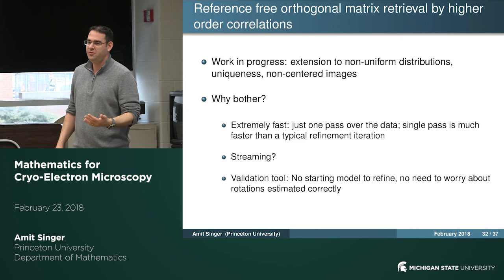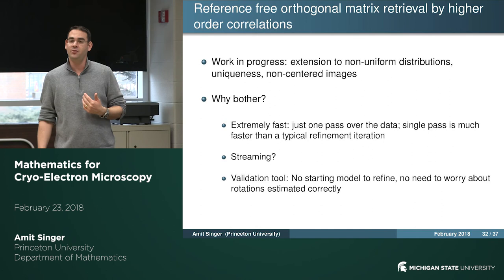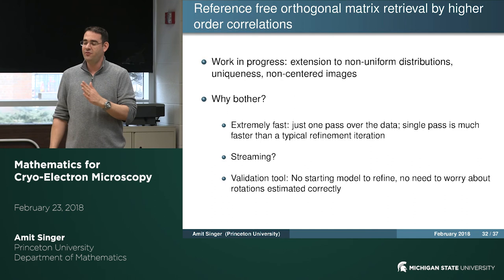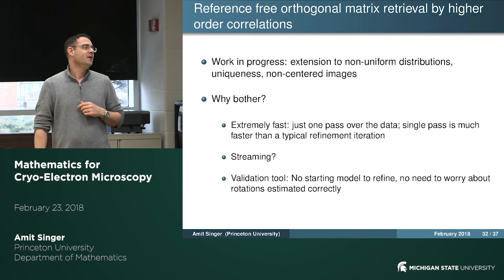And we also try to extend it to non-uniform distributions. There is a very stringent assumption in Kam's theory that the distribution of rotations is uniform. So what we are trying to do now, just like in the non-uniform multi-reference alignment, is to solve for both the signal of the molecule and the distribution of rotations, and also to extend to non-centered images.